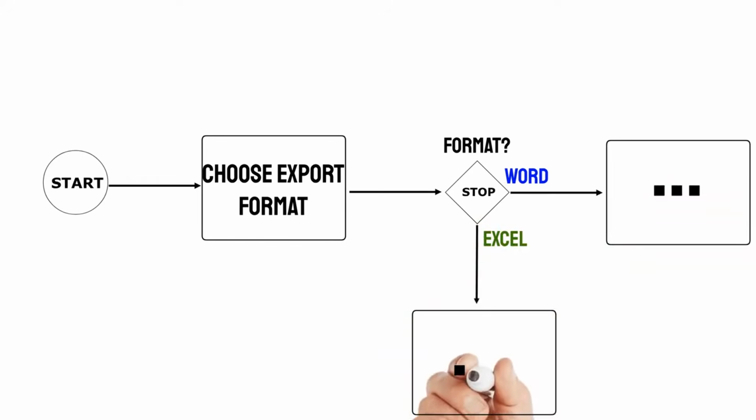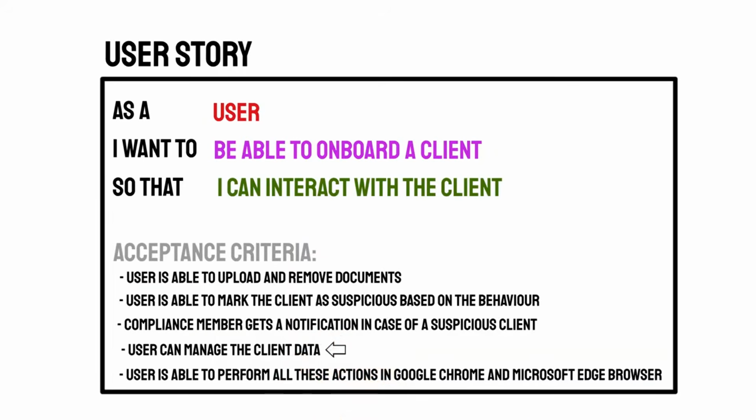So let's jump back to our user story and the acceptance criteria. Let's have a look at the fifth one. The user can manage client data.